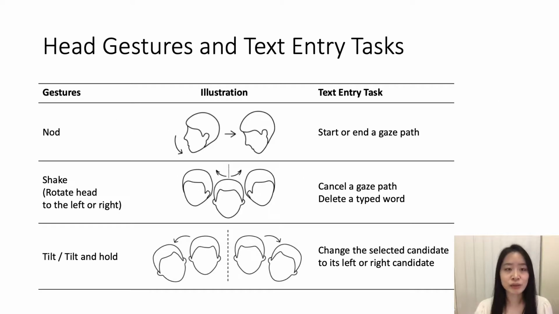So what kind of head gestures will we use? A nodding gesture is faster than the other head gestures and is considered the best head gesture for making a selection. So we assign the nodding gesture to starting and ending a gaze path task. We use a head shake, defined as rotating the head to the left or right, for word deletion. Word path canceling is a similar concept to deletion, so it's also assigned the shaking gesture. As for selection of candidates, we use tilting gestures. The direction of a tilt provides easy navigation on the word list.